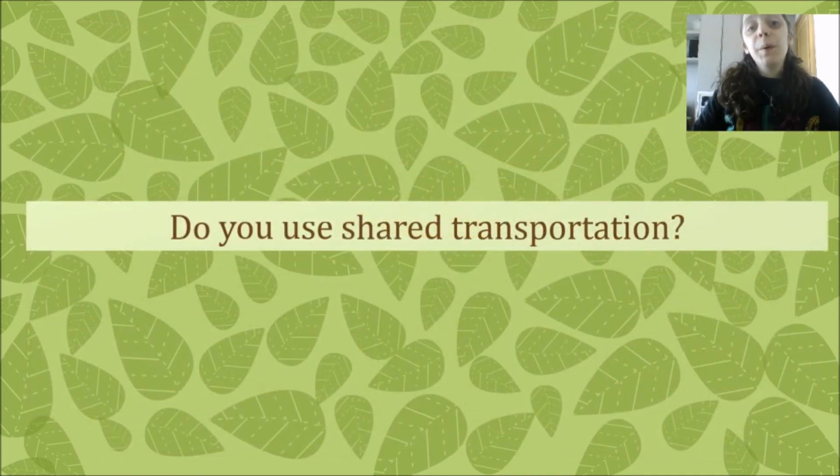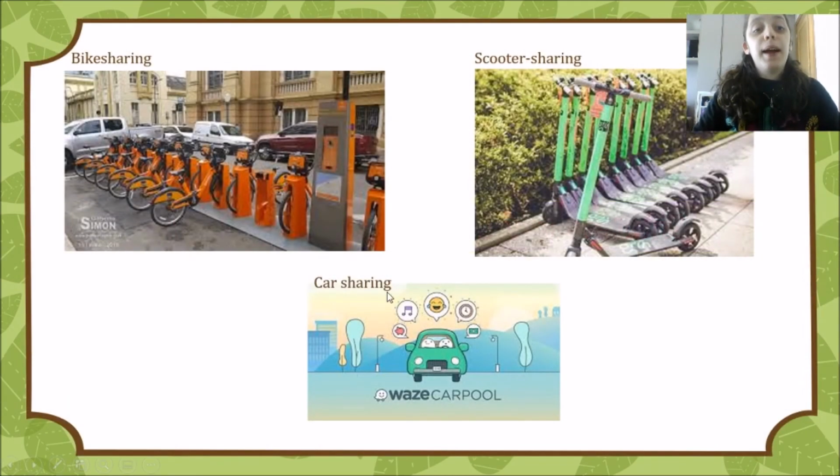And do you use shared transportation? Another sustainable thing to do. It's like bike sharing, scooter sharing, or car sharing. Bike sharing I have used, but the other ones, no. I have only used Uber, that has an option where you share your ride with others, so it's kind of a carpool too, but I haven't used this Waze carpool.